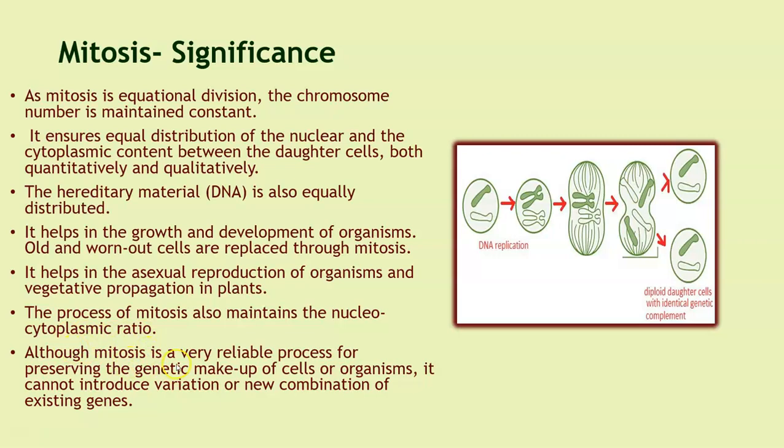The process of mitosis also maintains the nucleocytoplasmic ratio. Although mitosis is a very reliable process for preserving the genetic makeup of cells or organisms, it cannot introduce variation or new combinations of the existing genes. So this is possible, that is introduction of variation and having new combinations created, only when the cell undergoes the next type of division, that is meiosis, which we will see in our next lecture.